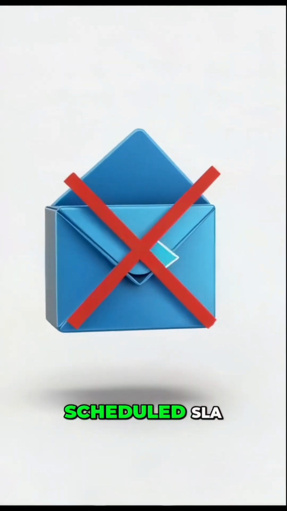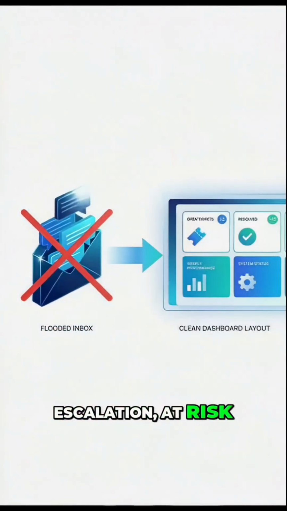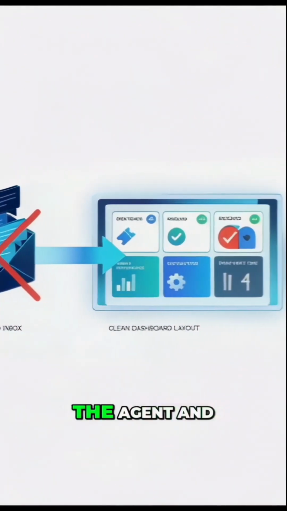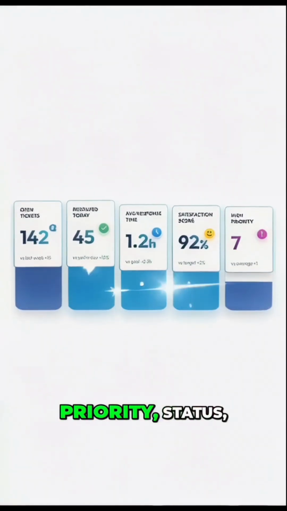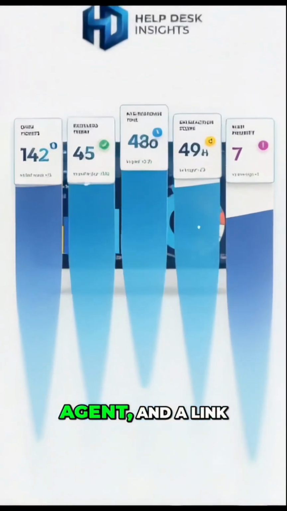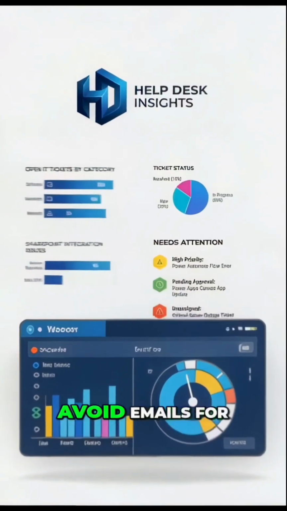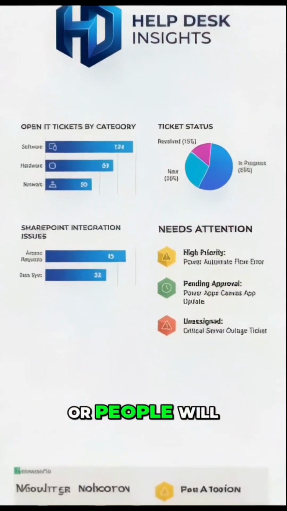Flow 4: when status changes to Resolved, email the requester with resolution notes. Flow 5: scheduled SLA escalation. At risk notifies the agent. Breach notifies the agent and support manager. Keep emails short and useful. Include title, priority, status, due date, assigned agent, and a link to the app or SharePoint item. Avoid emails for every small edit, or people will ignore them.